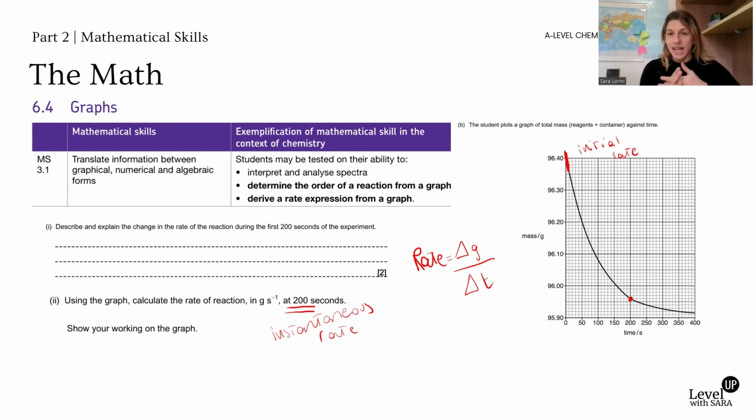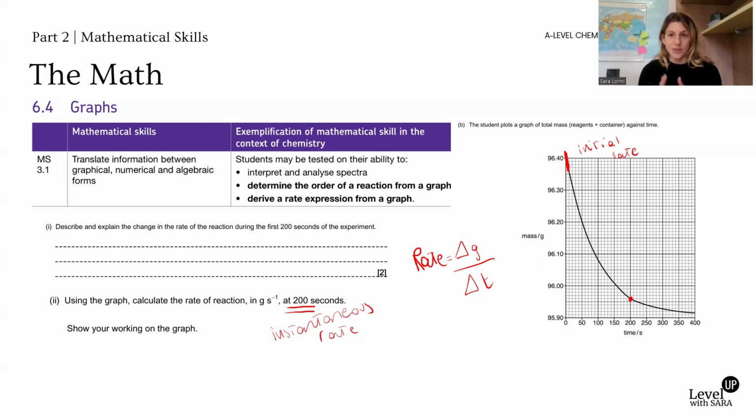the first 200 seconds. And you may remember from the concept of collision theory why the rate of reaction changes as the experiment occurs. And this is because of the change in concentration. As the reaction takes place, there are fewer reactants present, therefore less frequency of successful collisions, because there are fewer particles. Therefore, the rate would start to decrease.